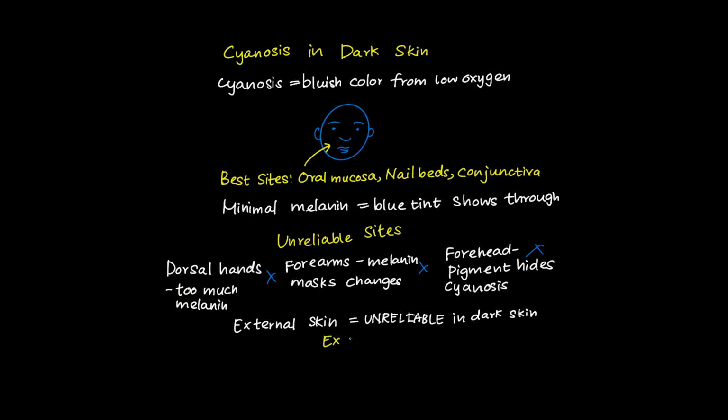Here's a WGU D443 OA exam tip for you. Whenever a question mentions dark skin and cyanosis assessment, jump straight to mucous membranes, nail beds, and conjunctiva. Quick recall hook: dark skin, go inside: mouth, nails, eyelids. That's where the truth is.